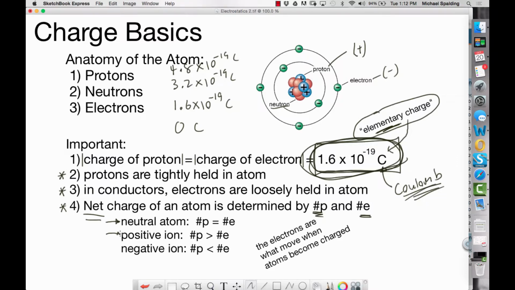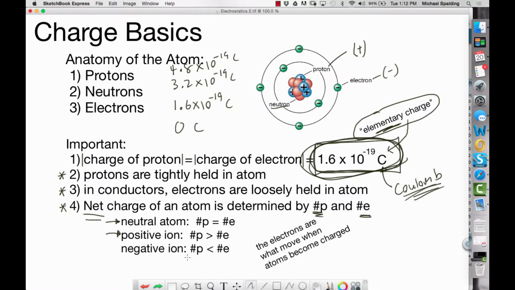If you have a positive ion, and I should mention, what is an ion? You should know the word ion. What is an ion? A charged particle. It's a charged atom. A positive ion is where you have more protons than electrons. And a negative ion is where there's more electrons than protons.